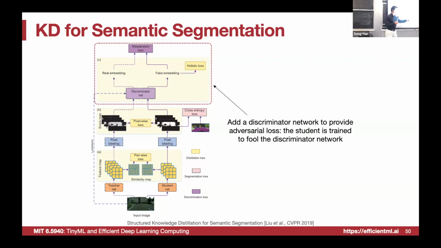We try to make the student so strong to cheat the discriminator and try to train the discriminator to be very strong to tell whether it's from the teacher or from the student. They improve jointly so that in the end, the student and also the discriminator both get pretty strong.